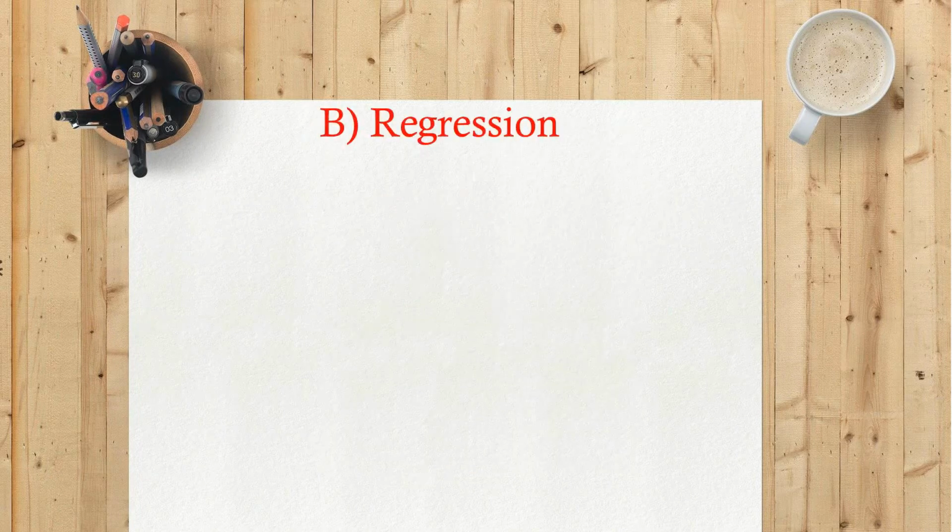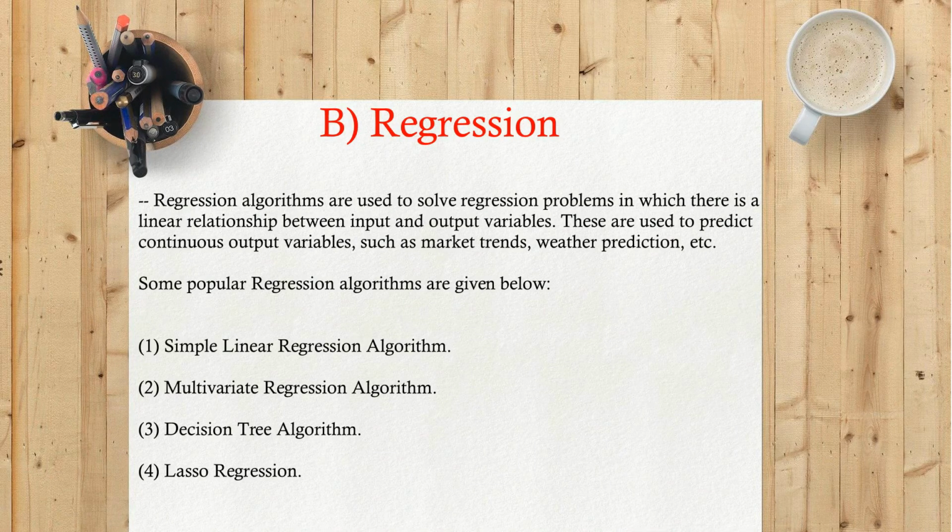B. Regression. Regression algorithms are used to solve regression problems, in which there is a linear relationship between input and output variables. These are used to predict continuous output variables, such as market trends, weather prediction, etc.